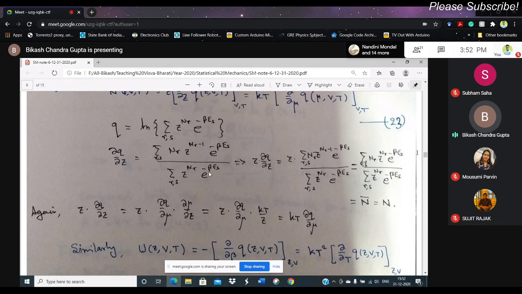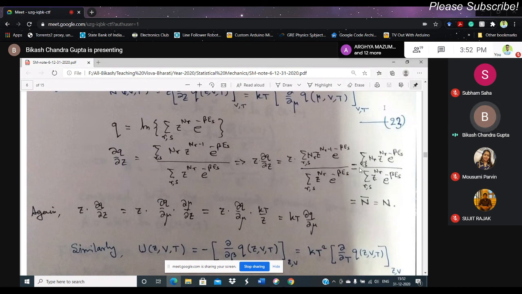If you take the derivative of Z to the power n minus 1 and this, and then multiply by Z, then this Z will be multiplied here because the summation is over r, n_s. So Z to the power n and this, and therefore this entire thing becomes average n, right? Because in this summation, n_r is there, and the sum of n_r, the summation over r. This is the n average.